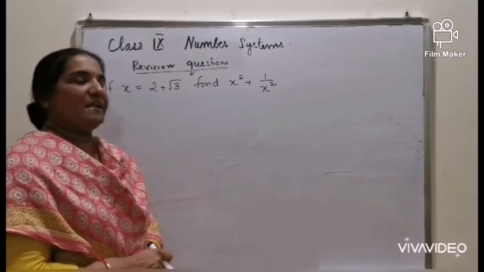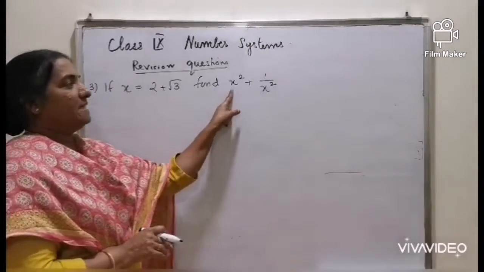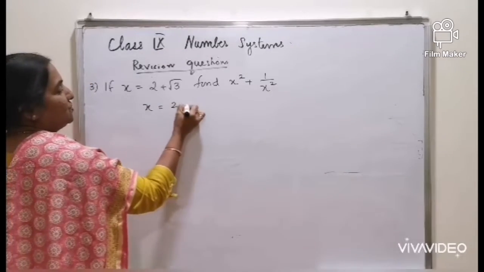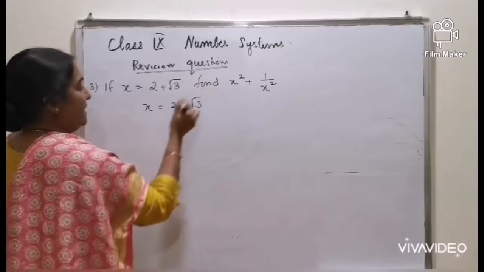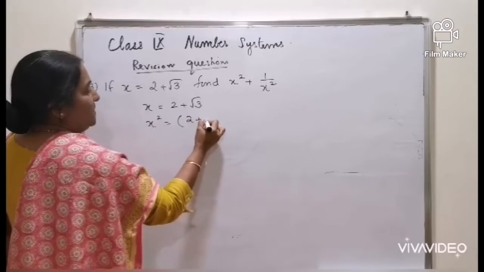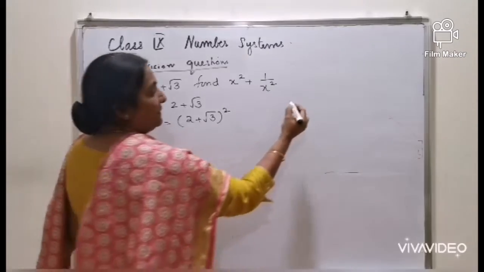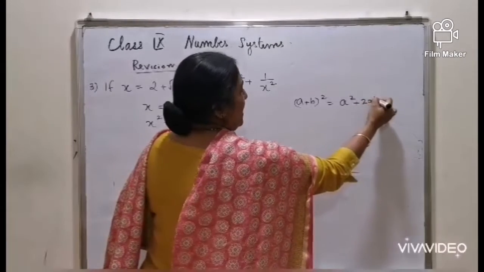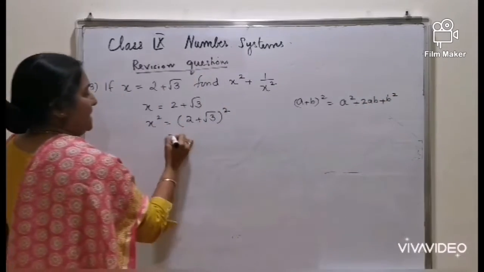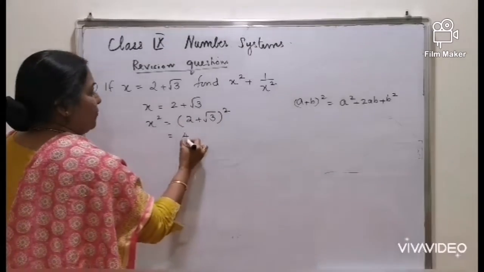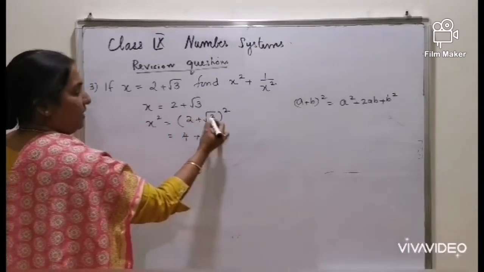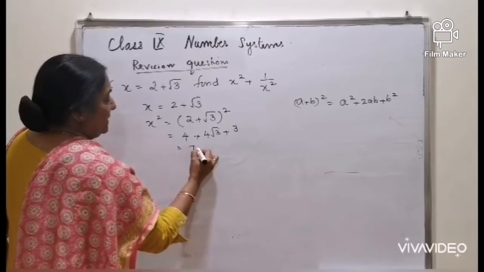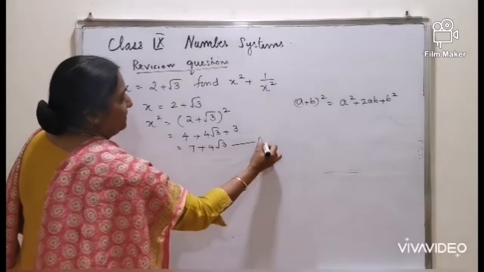Another pattern, if x is equal to 2 plus root 3, find x square plus 1 by x square. The value of x is 2 plus root 3. Directly you can find out the value of x square as 2 plus root 3 the whole square. Identity a plus b the whole square is the same as a square plus 2ab plus b square. The same application here, 2 square is 4 plus 2 into 2 into root 3 is 4 root 3, plus root 3 the whole square is 3, or 7 plus 4 root 3.